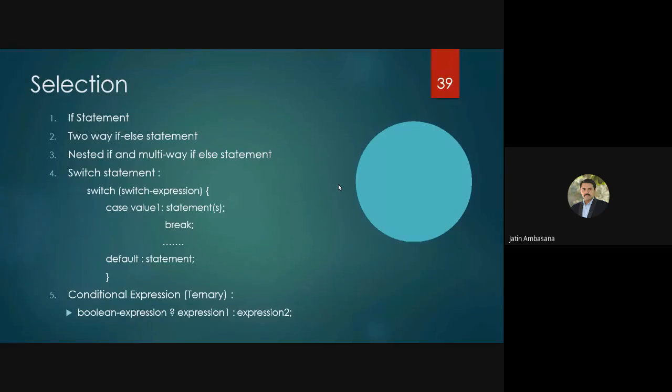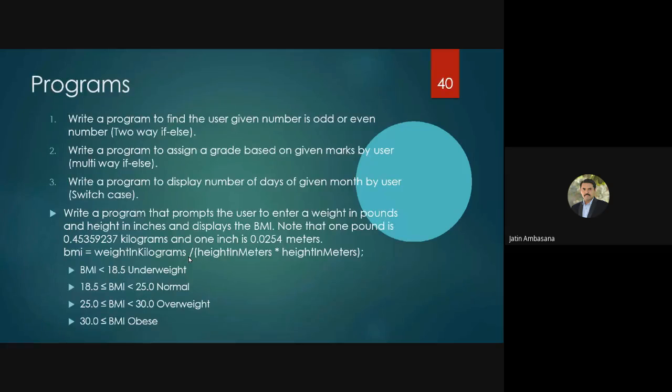Then we saw selection statements. In Unit 2 we started with selection statements. We saw how to work with the simple if statement, the two-way if-else statement, then nested if-else and the multi-way if-else statement, that is, how to make an if-else ladder. And then we saw how to make use of the switch statement, and how to use a conditional expression, or simply the ternary operator. Then we saw some programs also.